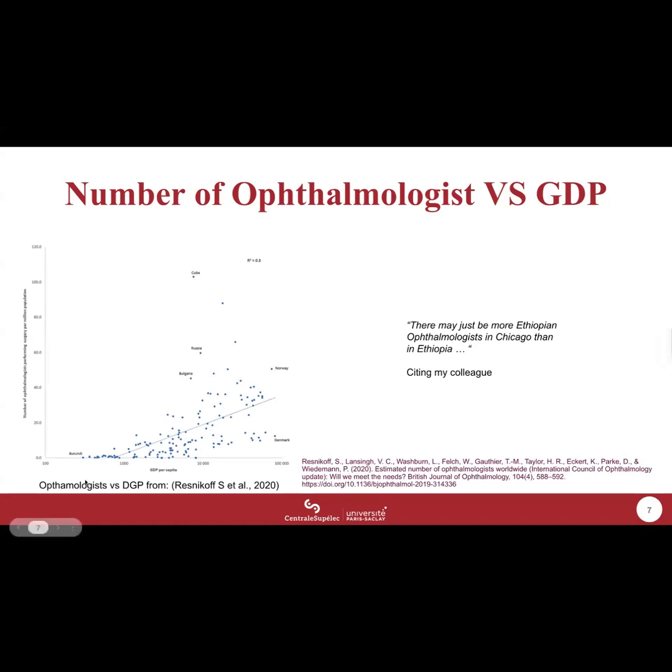So this is a plot that I really like. It is a plot that relates the number of ophthalmologists with the GDP of every country. And you can clearly see that, of course, if you have a higher GDP, so basically your country is richer, you will also have more ophthalmologists. So, citing a colleague, there may be more Ethiopian ophthalmologists in Chicago than in Ethiopia. Basically because these people tend to move to high income countries.